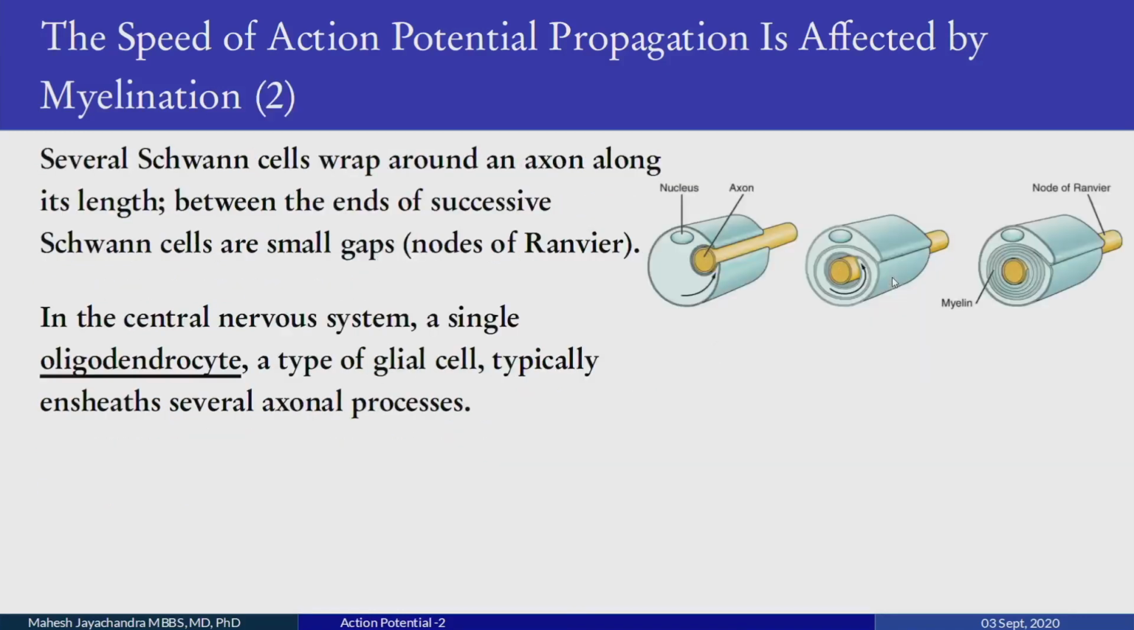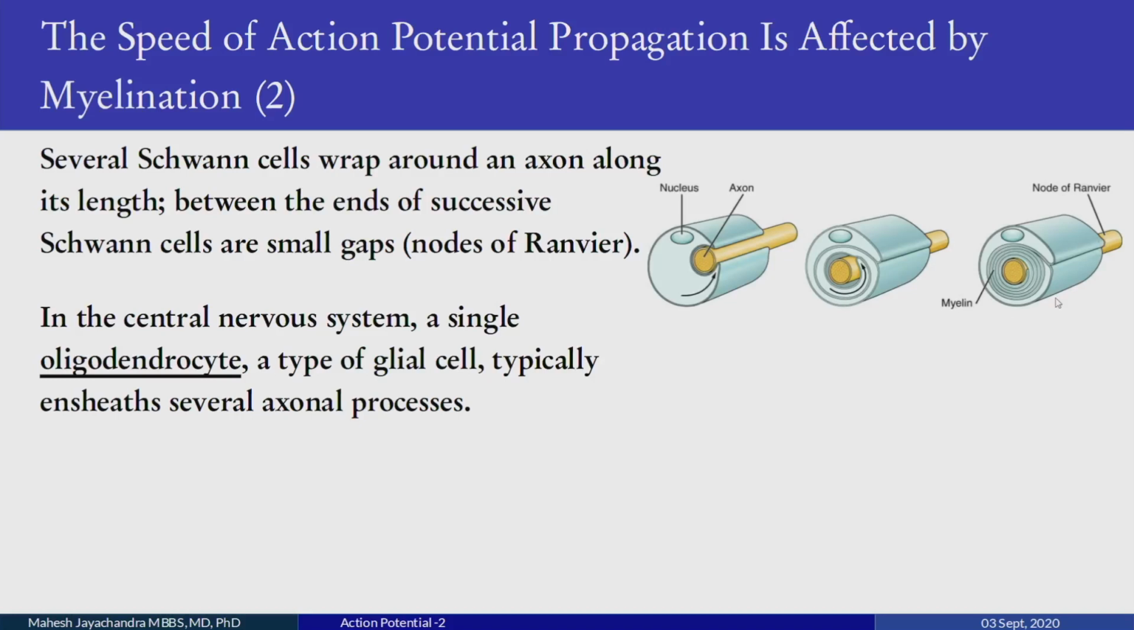In the peripheral nervous system, that is the part of the nervous system outside the brain and the spinal cord, several Schwann cells wrap around the axon along its length and leave small gaps in between. They're called nodes of Ranvier. Here on the right, you have a Schwann cell wrapping its membrane around the axon. It keeps wrapping it, so you have multiple layers. In between two such wrappings, you have a node where the axon is exposed, called the node of Ranvier. These are all names of anatomists: Ranvier, Schwann, and so on.